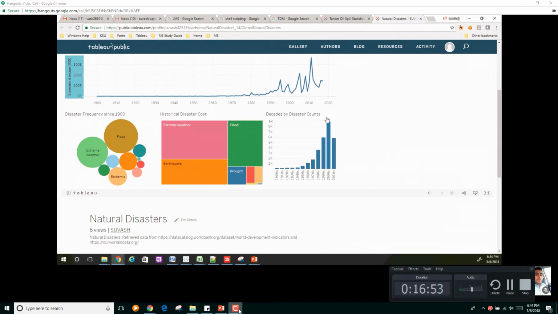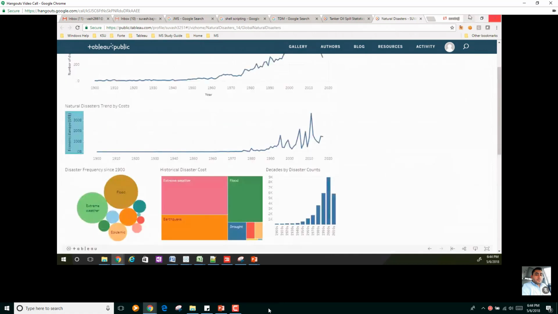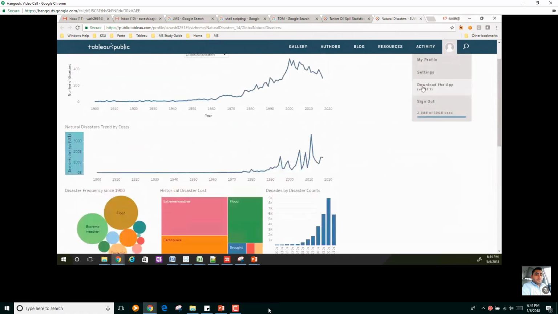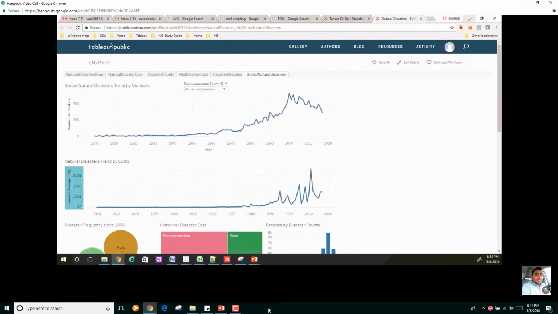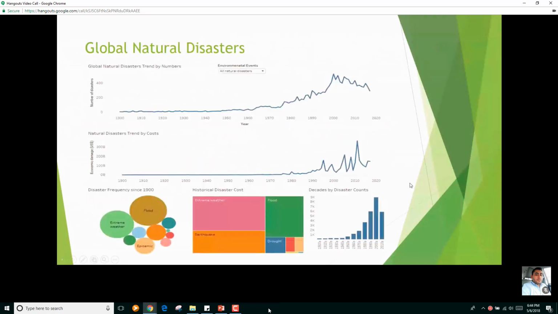And for decades by disaster count, I kind of aggregated the years into decades. And the decade of 2000 had the most disasters, with 8,940 times. So that's the global natural disasters trend by numbers and costs. This is just a screenshot of the same screen.